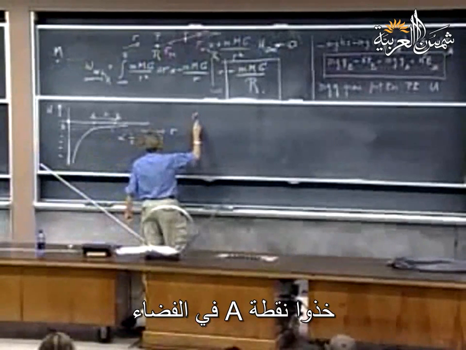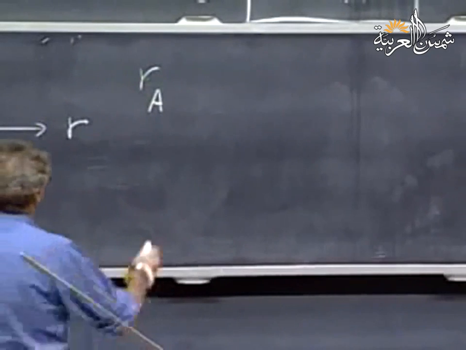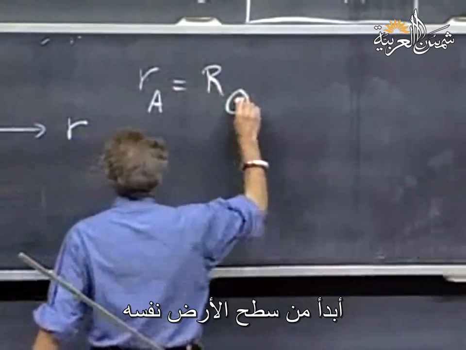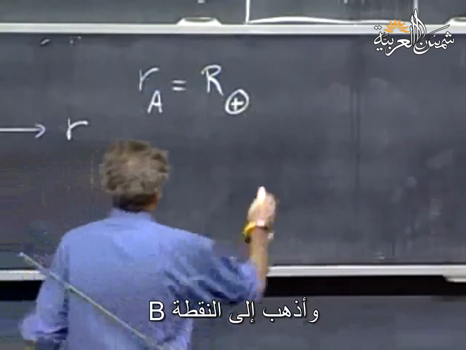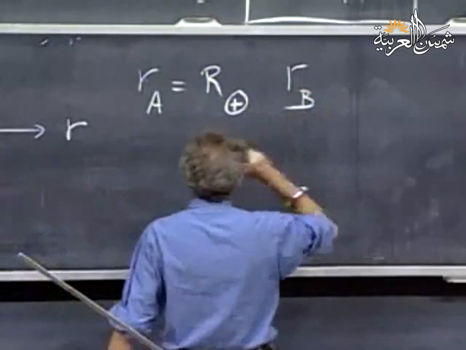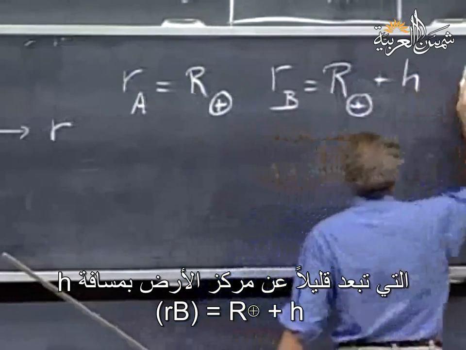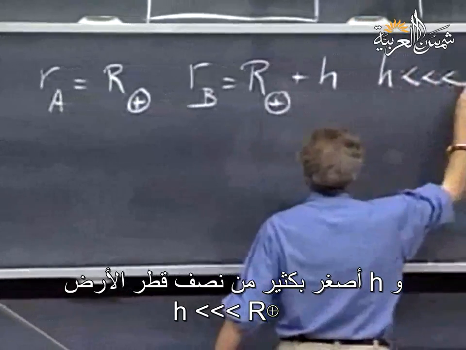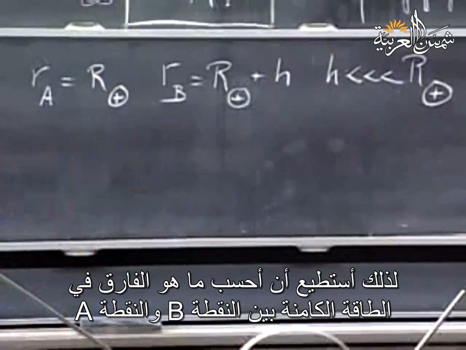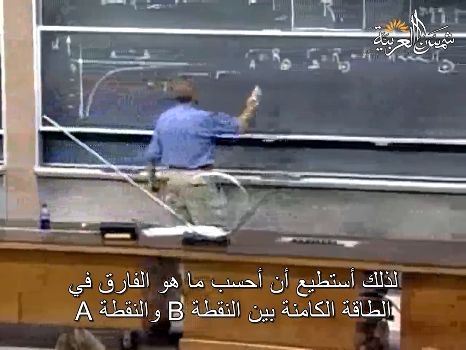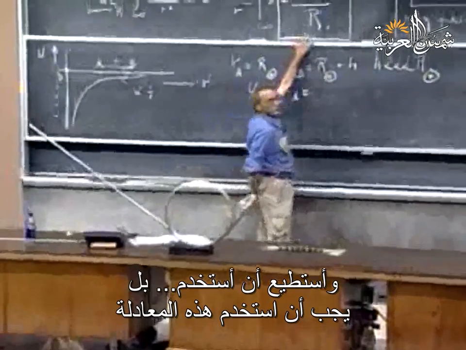Take a point A in space, which is at a distance r from the center of the Earth, say. I start at the surface of the Earth itself, so the radius is the radius of the Earth. And I go to point B, which is a little bit further away from the center of the Earth, only a distance h. And h is way, way, way smaller than the radius of the Earth. So I can calculate now what the difference in potential energy is between point B and point A. And I can use, and I should use, this equation.